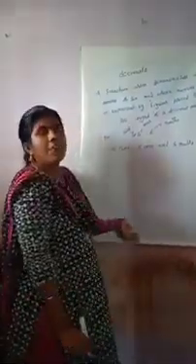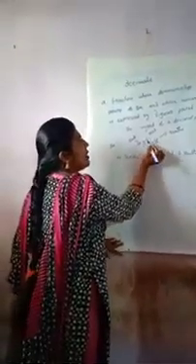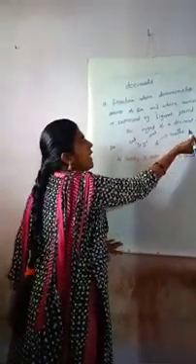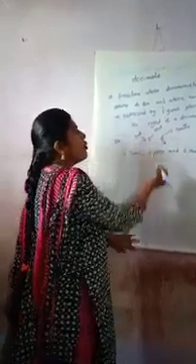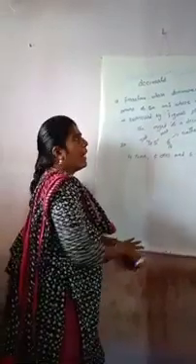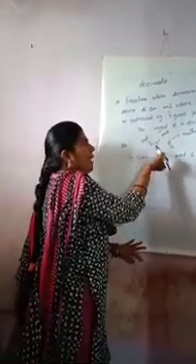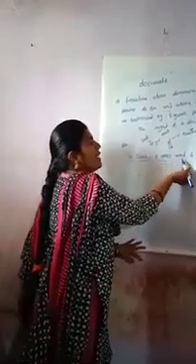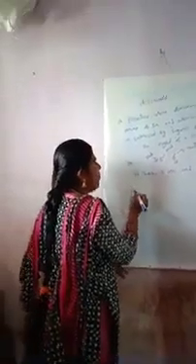45.6. So in 45.6, 6 is the tenths place. 5 is the ones place. 4 is the tens place. So we get 4 tens, 5 ones and 6 tenths. Next example.